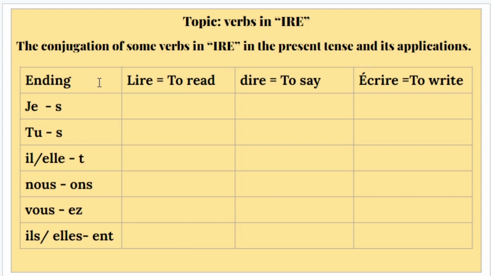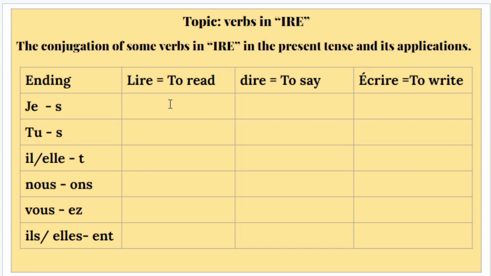For this activity to be easier for us, you can see the endings here. These endings are going to guide us on how we can conjugate the IRE verbs of this type easily. For je, S is the ending; tu, S; il or elle, T; nous, ONS; vous, EZ; ils or elles, ENT. So let's see how we can conjugate it now.